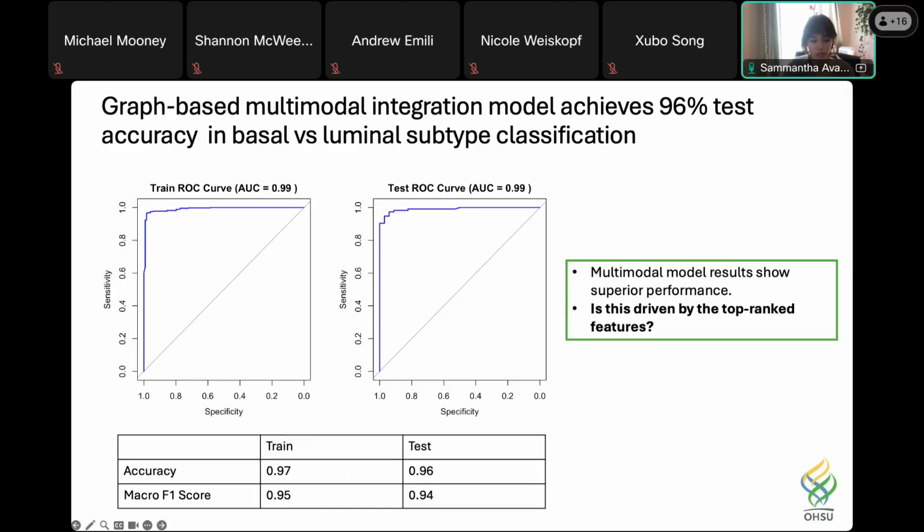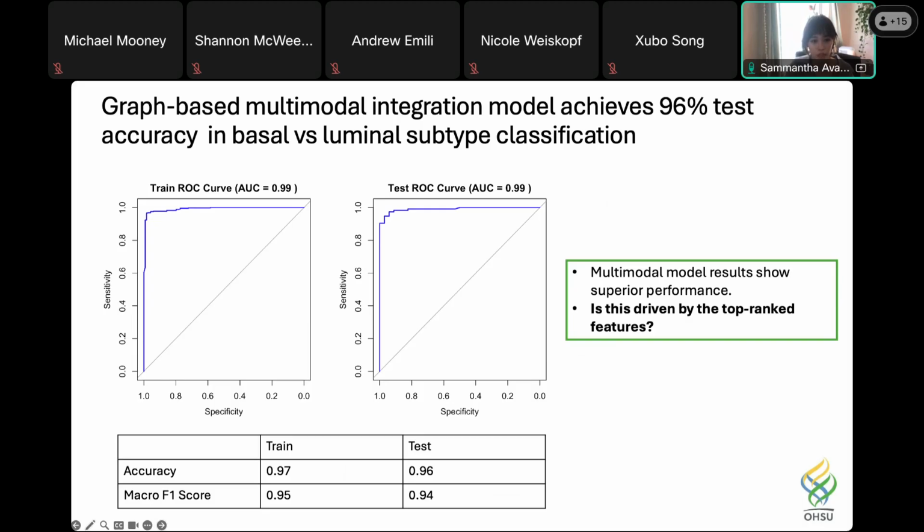And so seen here, we can see that our multimodal model results demonstrated superior performance compared to the attention-based multiple instance learning model, which used H&E images alone. And so this can clearly be seen where our training set achieved an accuracy of 97%, as well as a macro F1 score of 95%. Our test sample set achieved an accuracy of 96%, as well as a macro F1 score of 94%.